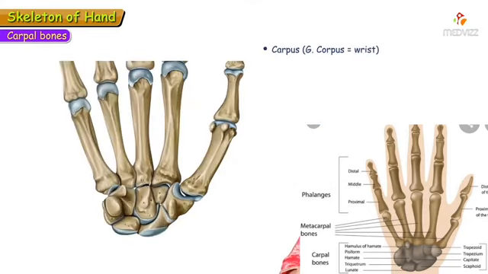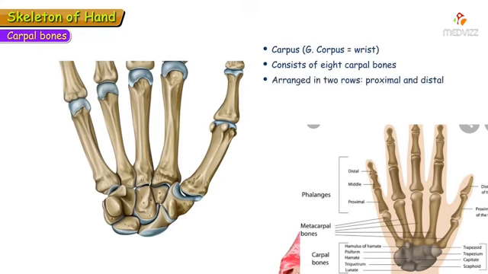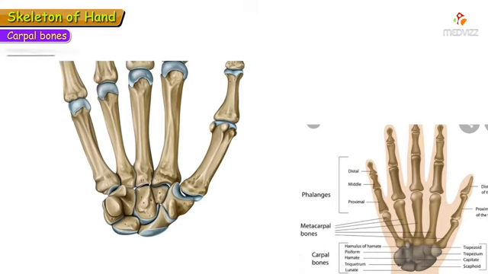Carpus means wrist. It consists of 8 carpal bones which are arranged in 2 rows, proximal row and distal row. Each row consists of 4 bones. First, we shall list out the proximal row. From lateral to medial side, the first bone, which is a boat-shaped bone, is called scaphoid.